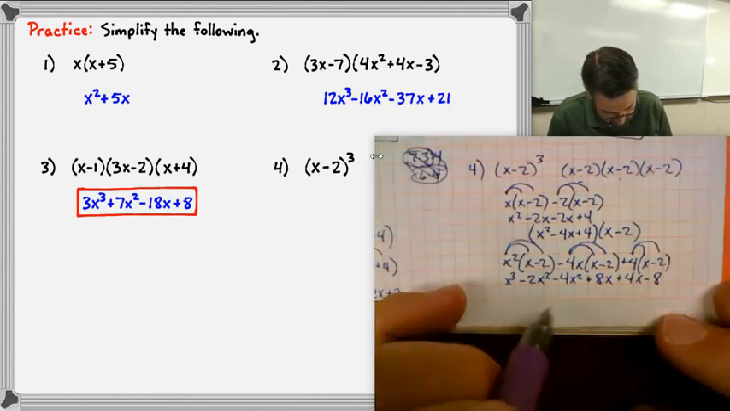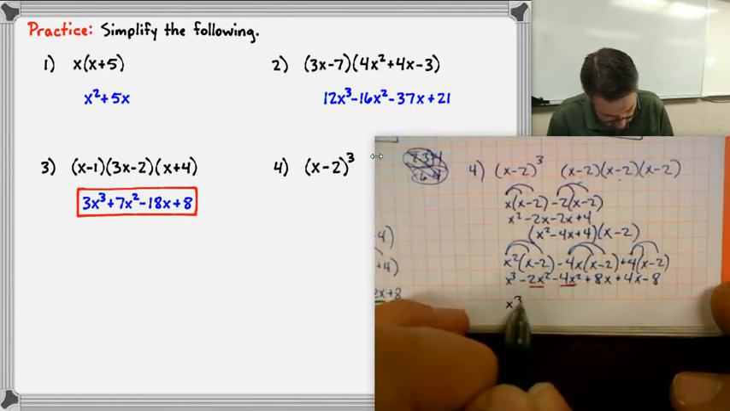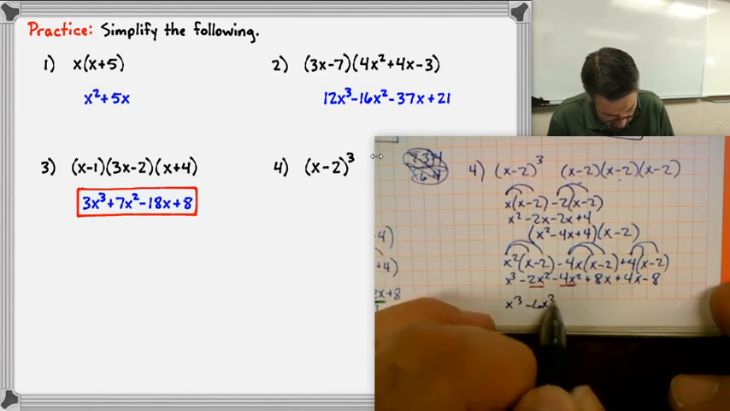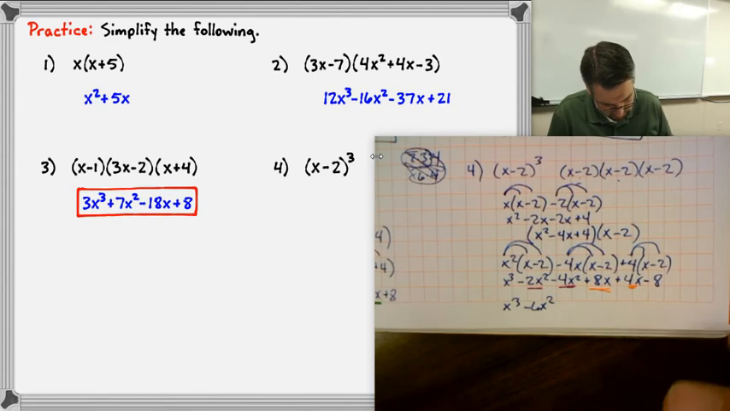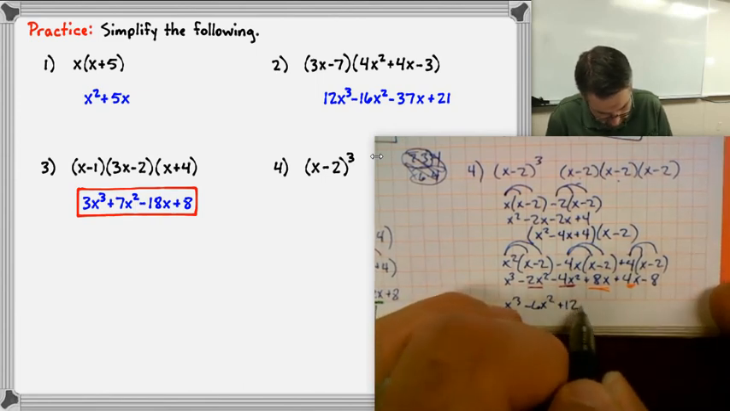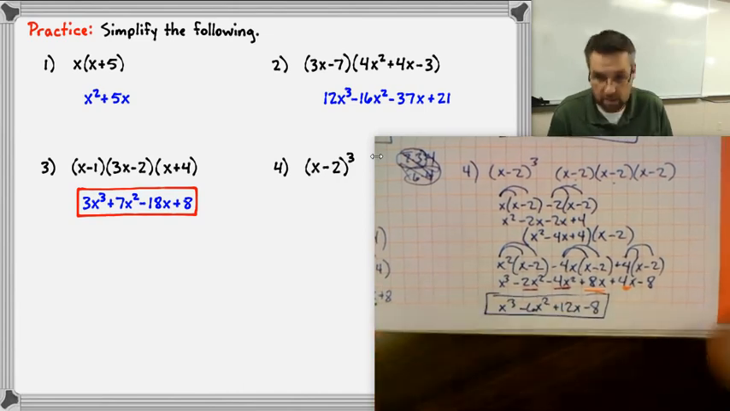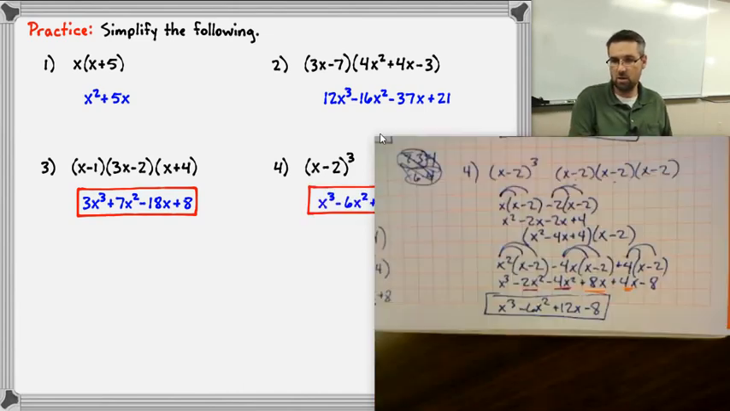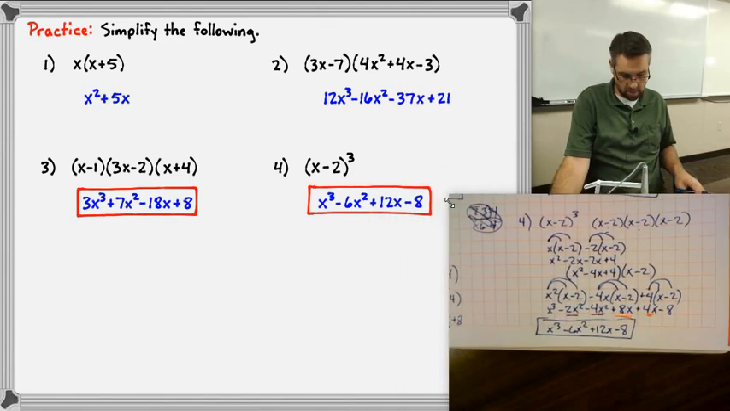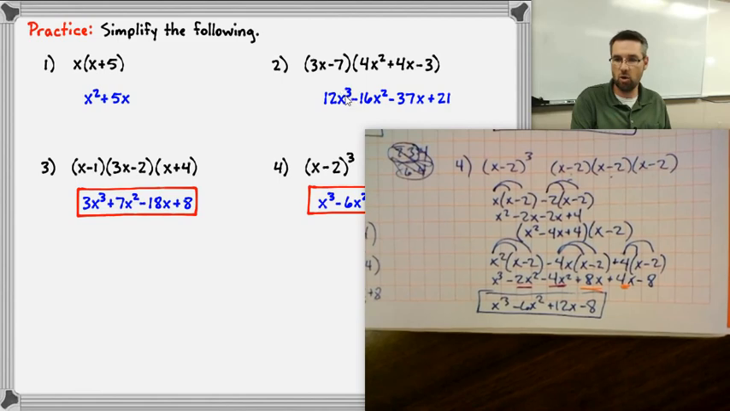Combining like terms now, we got the x squareds. So we would say x cubed minus 6x squared. Then we have the 8x and the 4x. So that's going to be plus 12x. And then the constant at the end. All right. And I'll compare my answers there. We got x cubed minus 6x squared plus 12x minus 8. And it looks like we did it all correct.